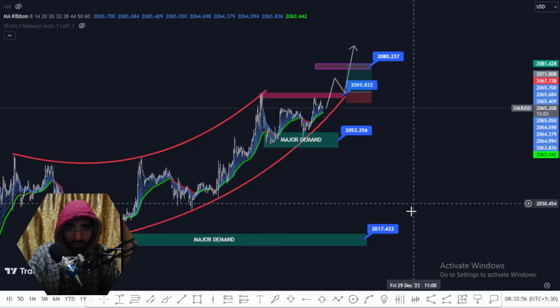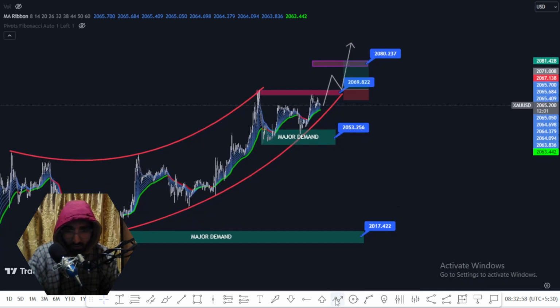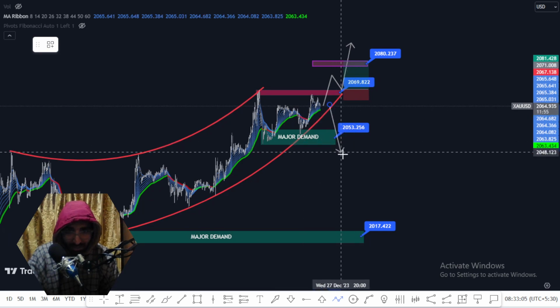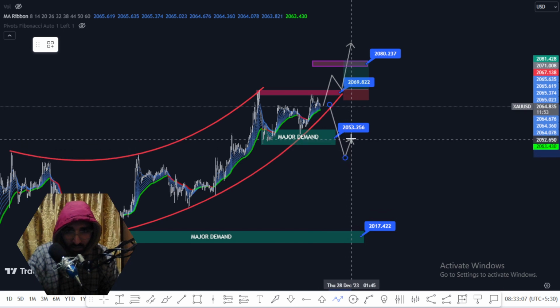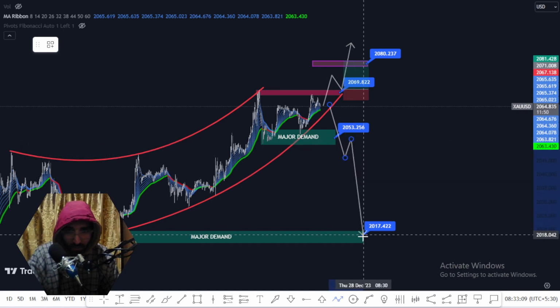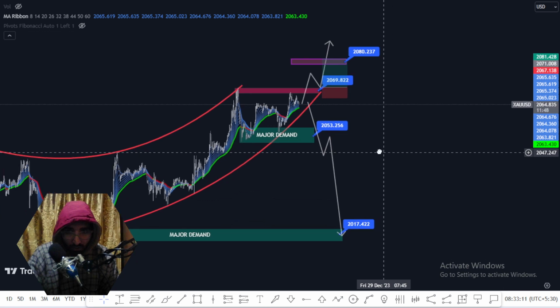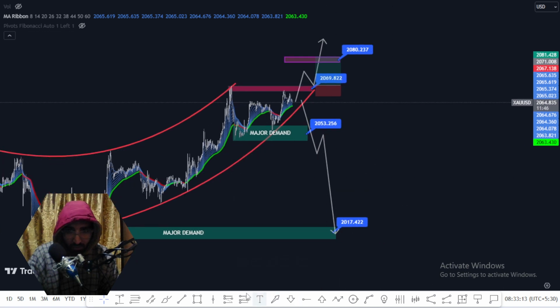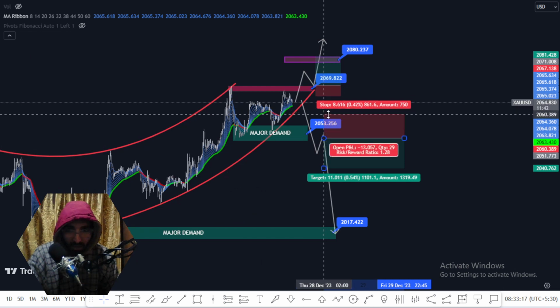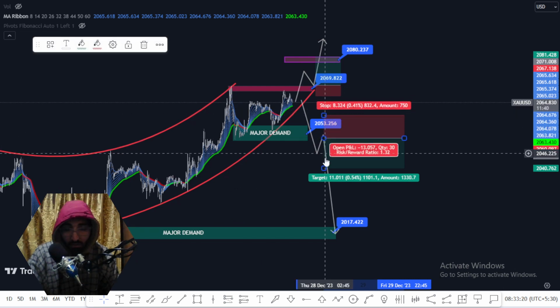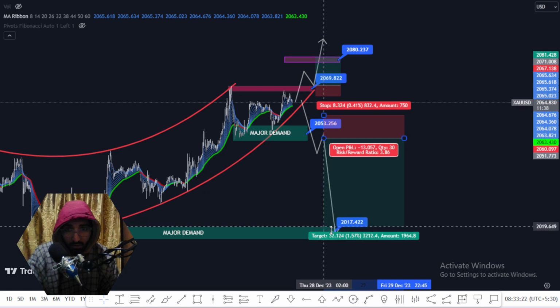And for the shorts, how are you going to trade? Wait for the price to break this level as well, the major demand area. Wait for a little bit of pullback, enter your trade for the short, and your target will be $2,017. Enter your trades at the pullback, put your SL above the recent swing lows, and put your target like this.